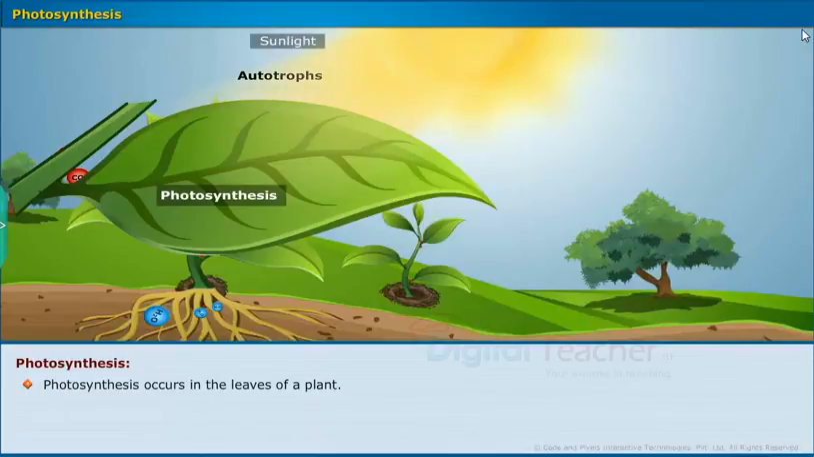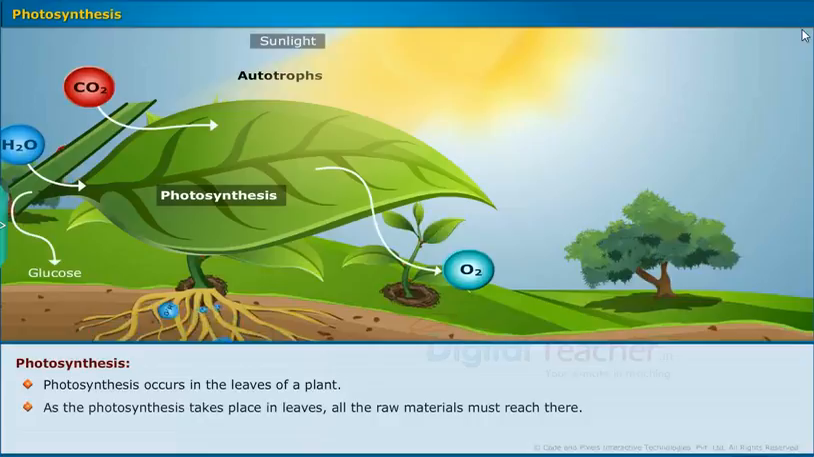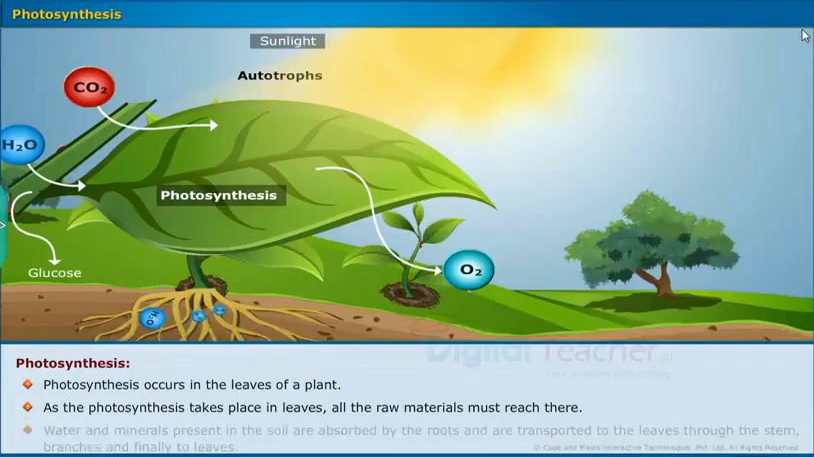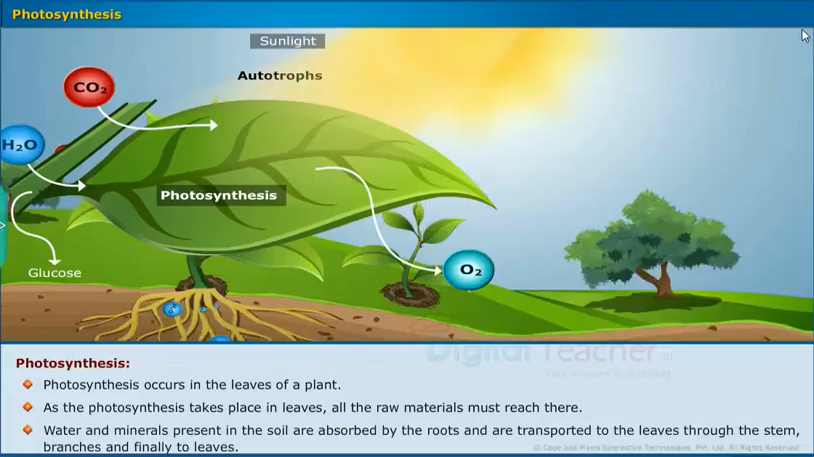Photosynthesis occurs in the leaves of a plant. As the photosynthesis takes place in leaves, all the raw materials must reach there. Water and minerals present in the soil are absorbed by the roots and are transported to the leaves through the stem, branches, and finally to leaves.